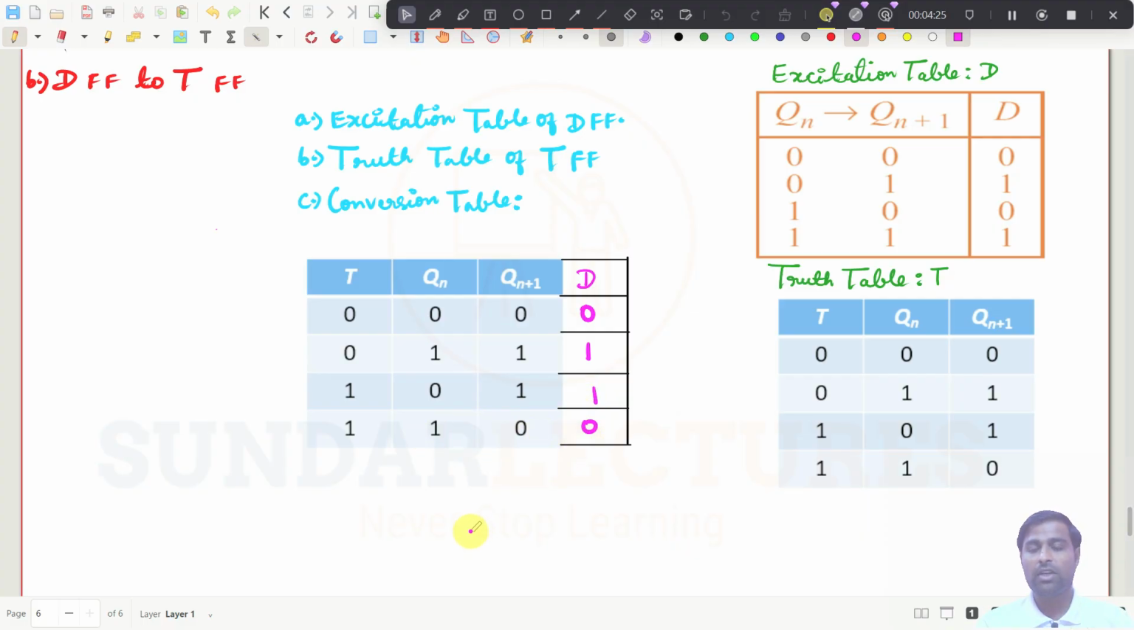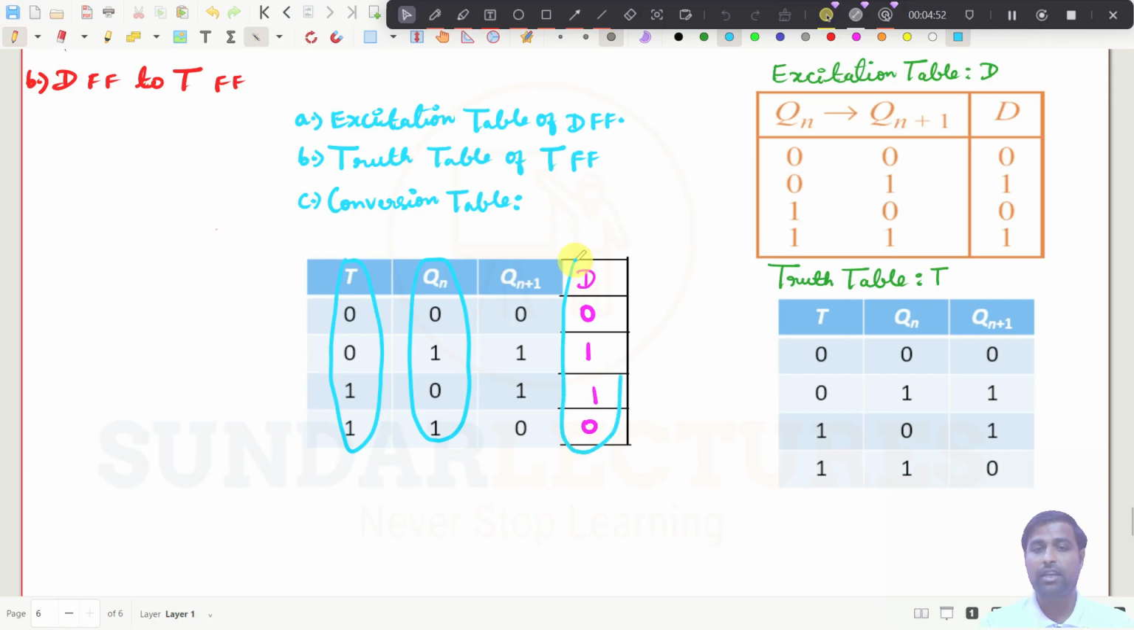So what is the point here? You can easily derive this one anyhow. We need to derive the expression for D with the input of T and then Qn. The point I want to explain, you can just see these three parts separately. This one is the input, and this is the other one.